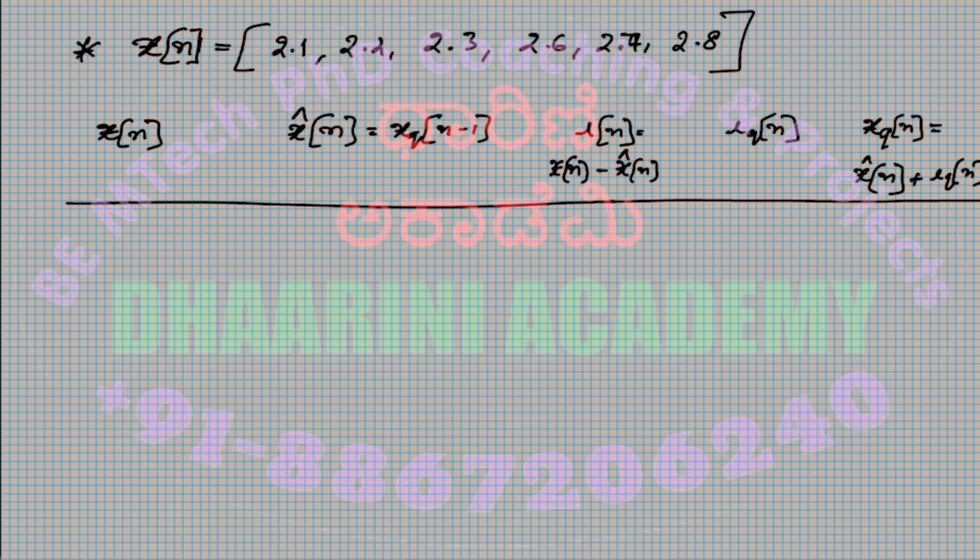It's a quantization. E of n is there. You quantize in the sense that you make an approximation. I'll come to that. Okay, so let's write the given samples here.